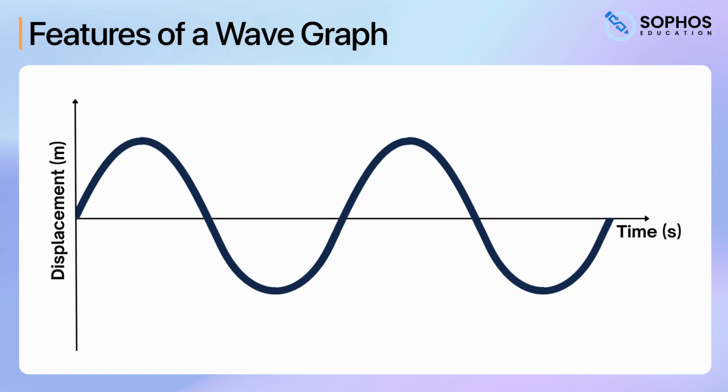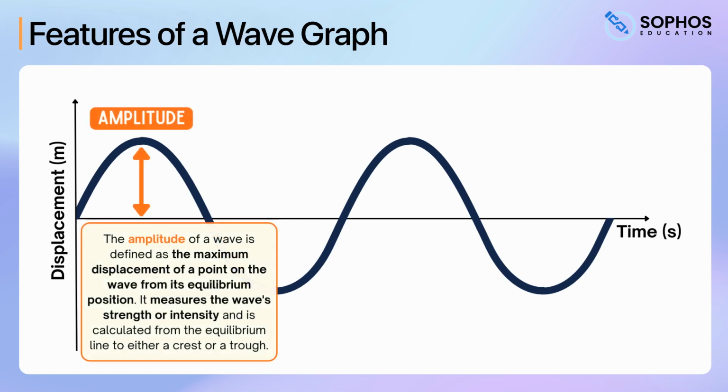Next, we have the amplitude of a wave. This is defined as the maximum displacement of a point on the wave from its equilibrium position. It measures the wave's strength or intensity and is calculated from the equilibrium line to either a crest or a trough. For instance, if the equilibrium line is at 0 and the crest reaches +2 units, then the trough will be symmetrical at -2 units, making the amplitude 2 units.